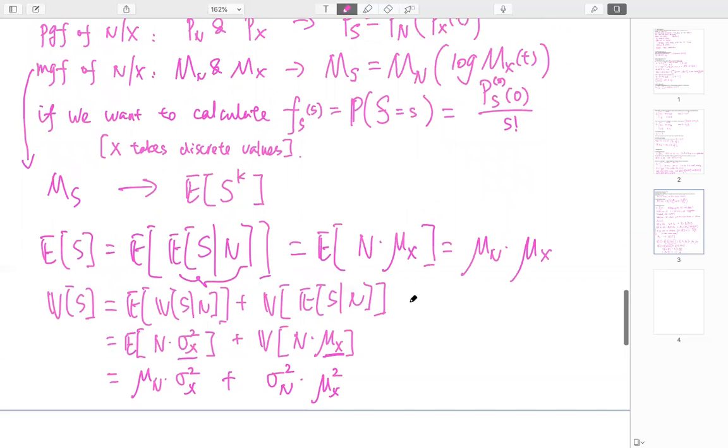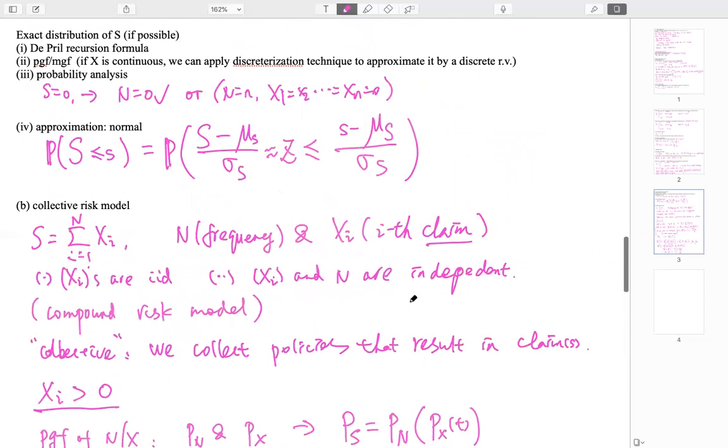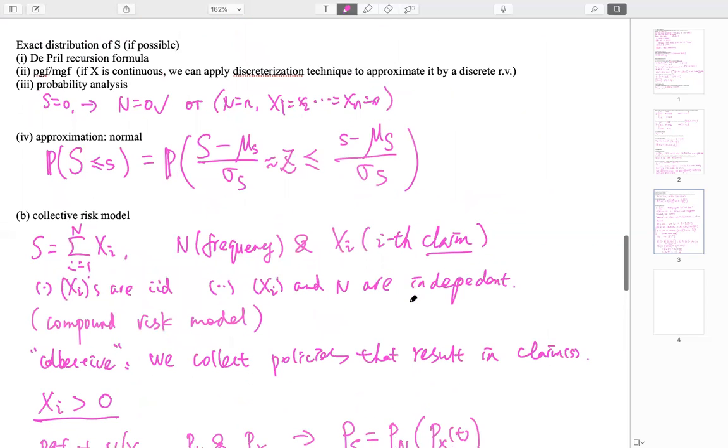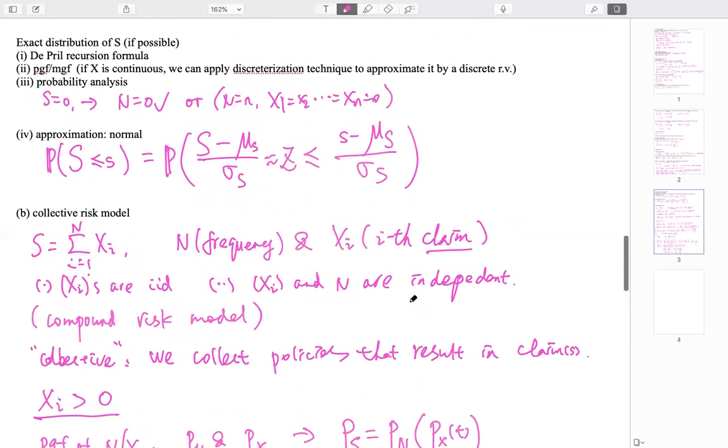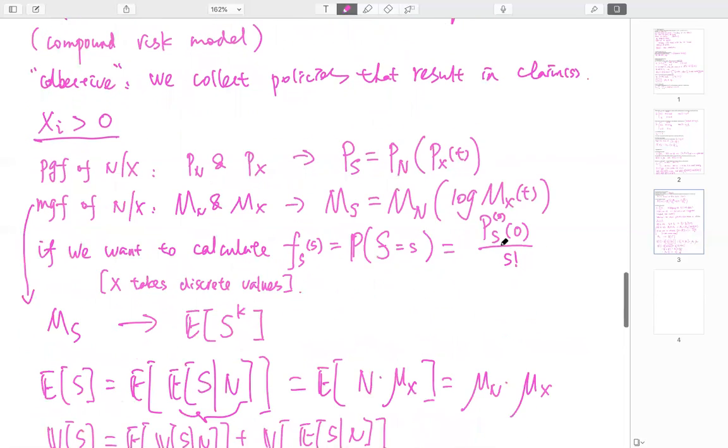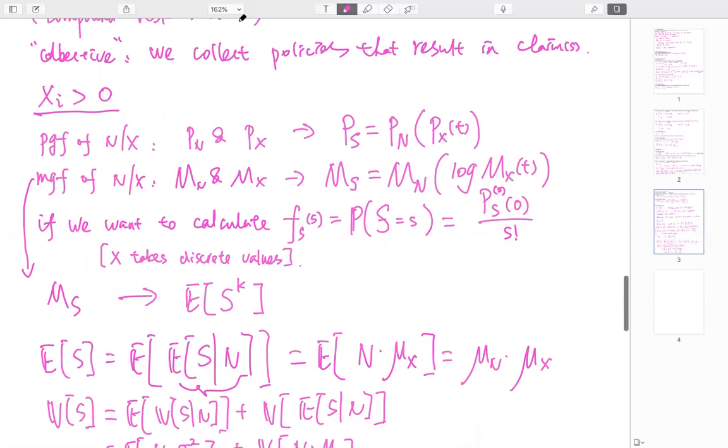Similarly, we also want to know the exact distribution, right? But now basically everything is the same, except that now what we have here is Panjer, right? Instead of De Pril, we have Panjer's recursive formula. But again, in order to apply Panjer, N has to be from the (a,b,0) class. So it will be one of the 4 distributions we studied in chapter 1. So basically, I think those are good for us, right? For the review part, I will stop here for the review.